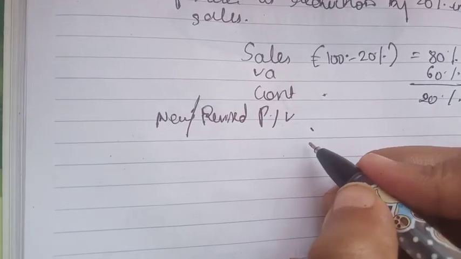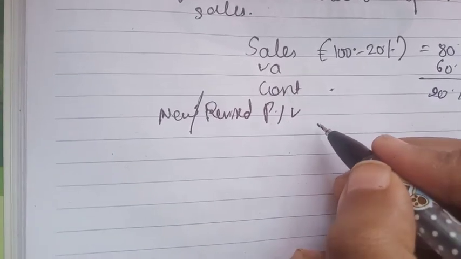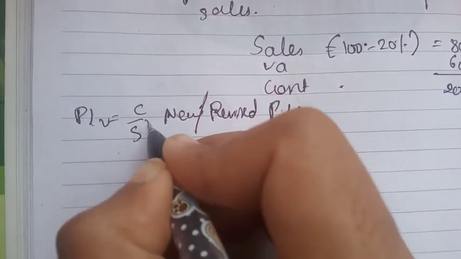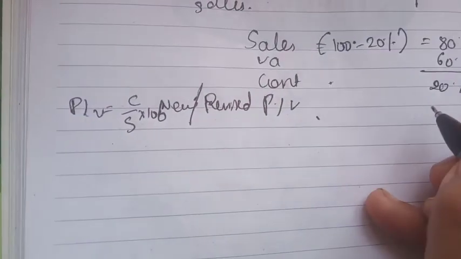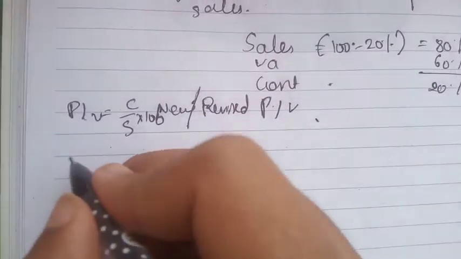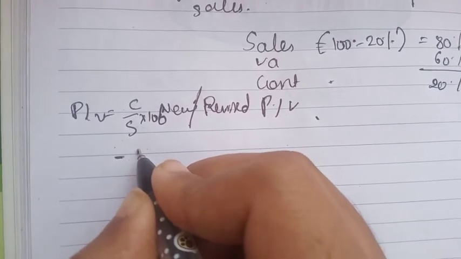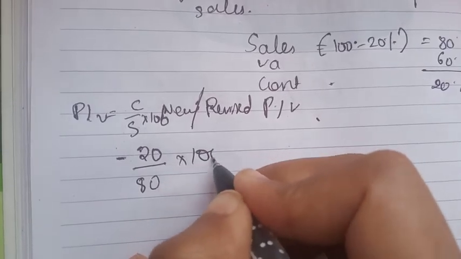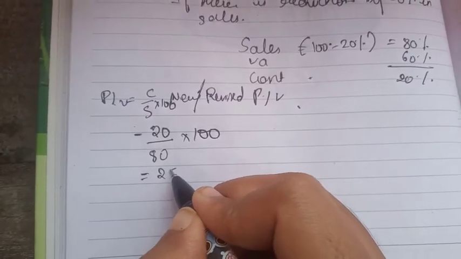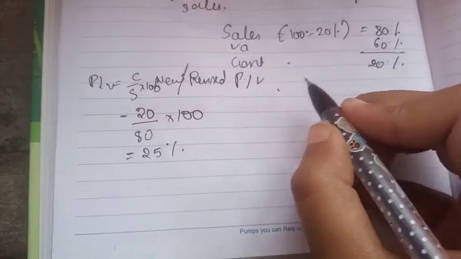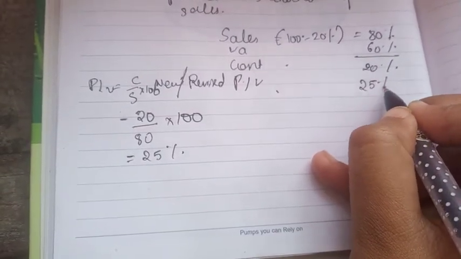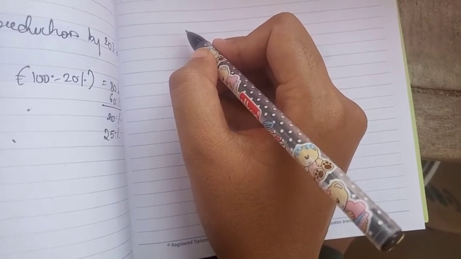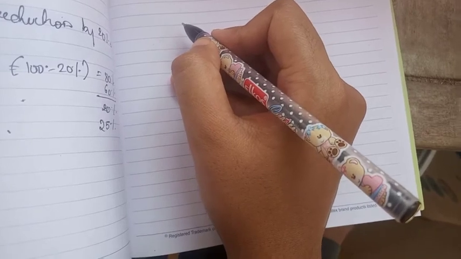So PV ratio will be contribution divided by sales into 100. So that comes to contribution 20 divided by sales 80% into 100. This will be 25%. So the new PV ratio will be 25%. Okay. Here they said that sales is changed but not the contribution. Contribution will be fixed.